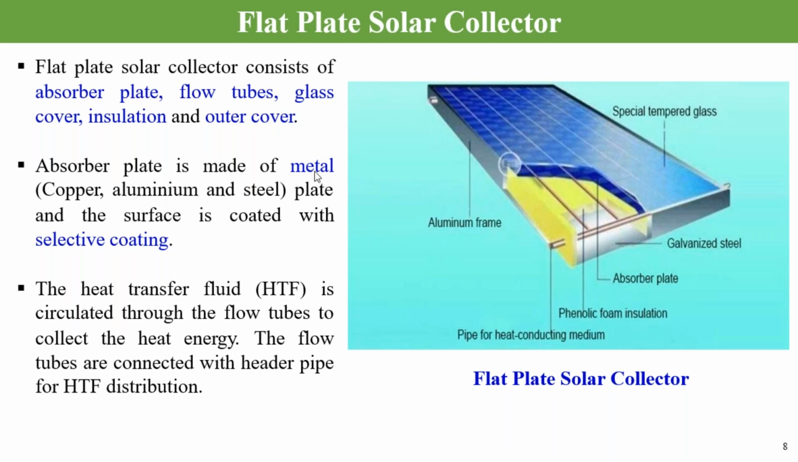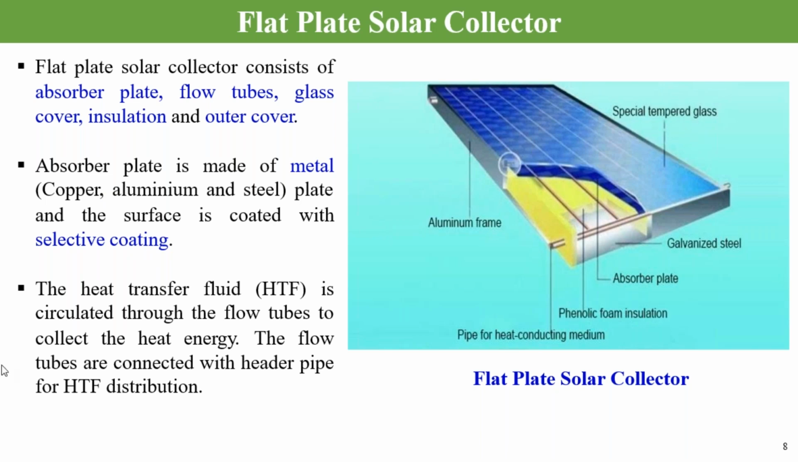Just relate this to why, in the form of metal, we are taking copper, aluminum and steel. Copper has more free electrons, and it is a very good conductor. Aluminum is also a good conductor, and steel has some conductivity, but copper is mainly used, because copper is used for a more efficient system. And again we have the selective coating over here. Now you can see this from the diagram.